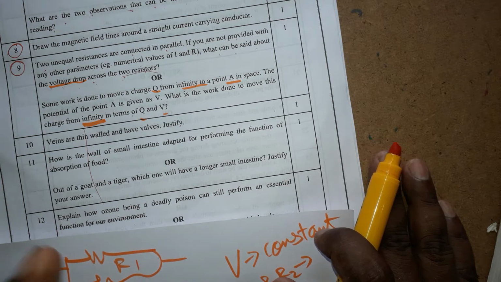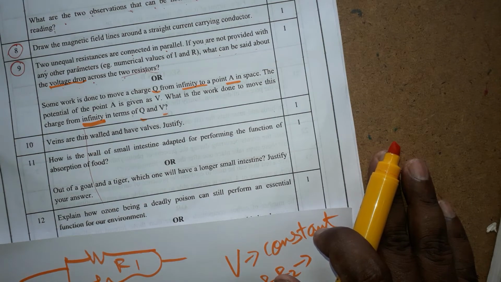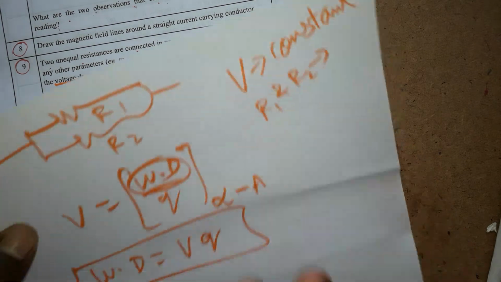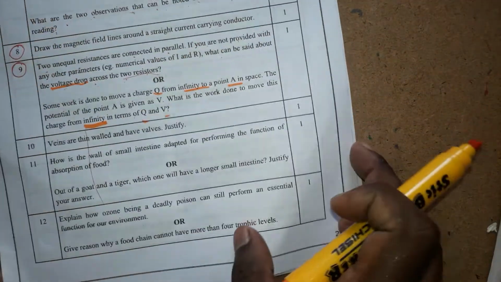So potential difference means from one point to another point. The charge is brought from infinity to one point. We can take it as the potential, and the formula is voltage equals work done divided by charge. This question number 9 is over.